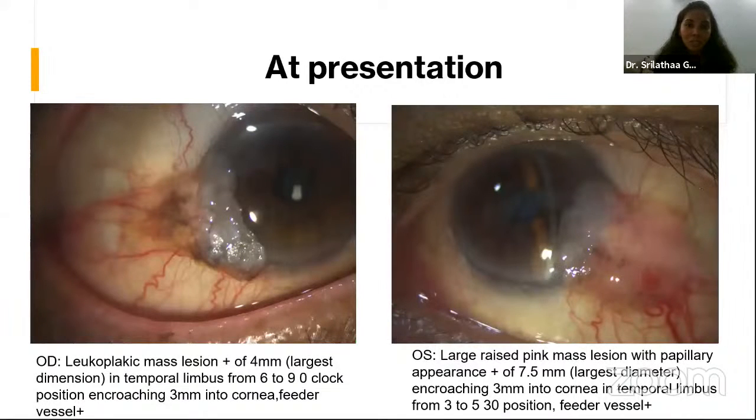At the time of presentation, this is the picture that we had. The right eye showing a thick, large, leukoplakic lesion at the temporal limbus with a feeder vessel, and a similar large lesion with a gelatinous pinkish appearance in the left eye with a feeder vessel. So this was a classic presentation of OSSN.